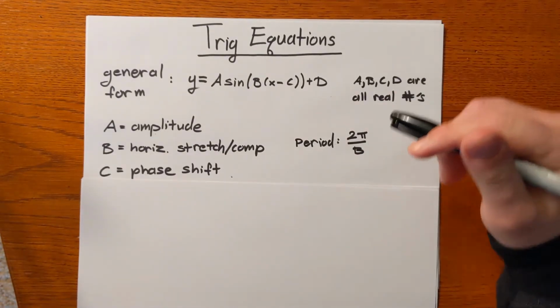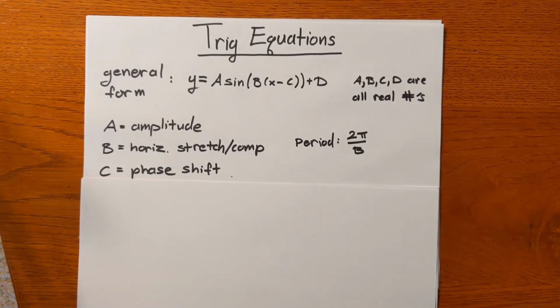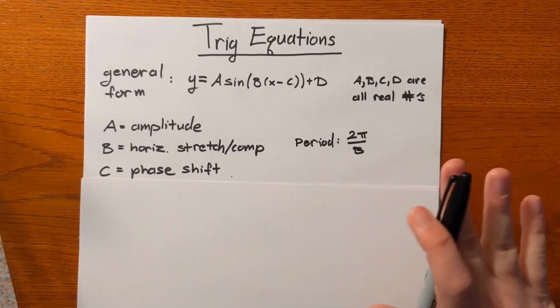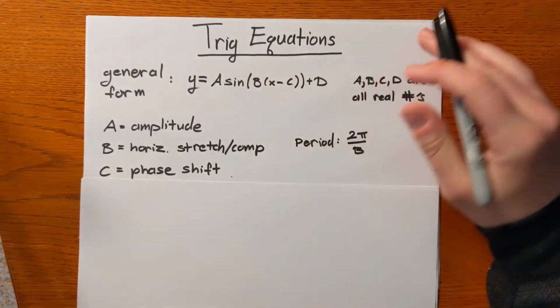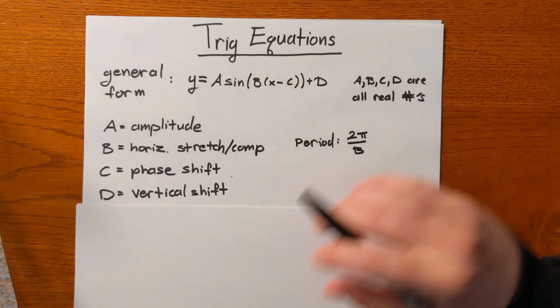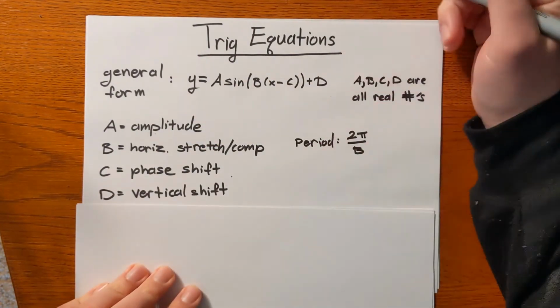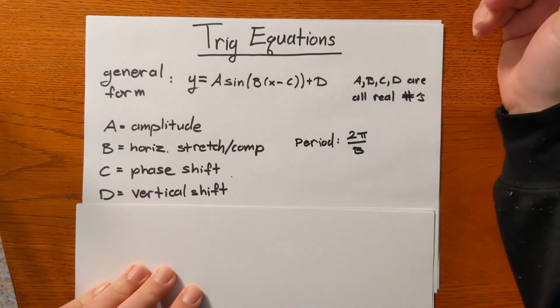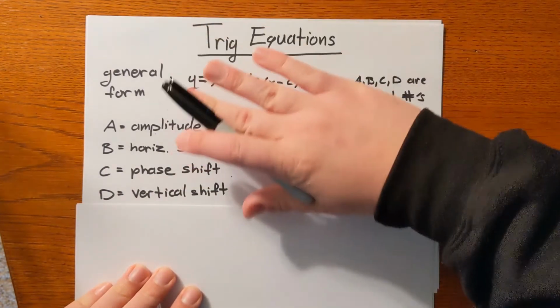C has a special name. It's called the phase shift. That's horizontally shifting the graph side to side. And then d is a vertical shift. D doesn't really come up very often, but it's just there just in case. It means shifting the graph up or down.